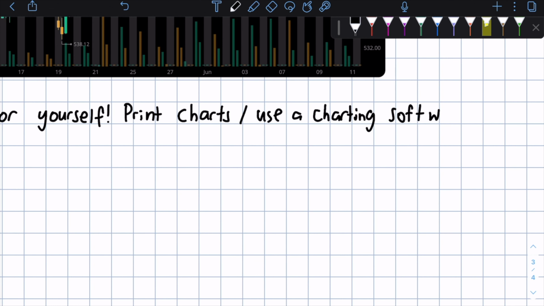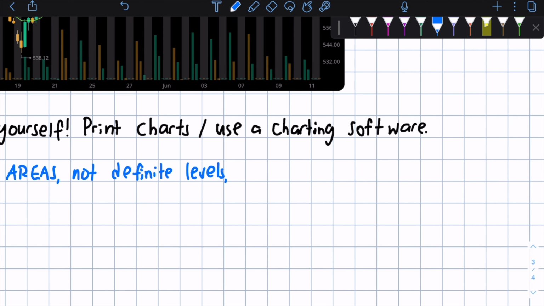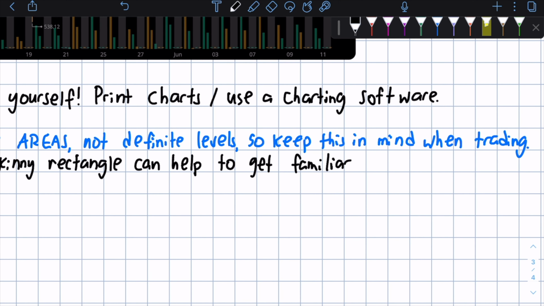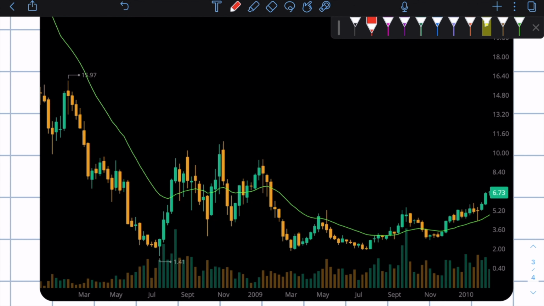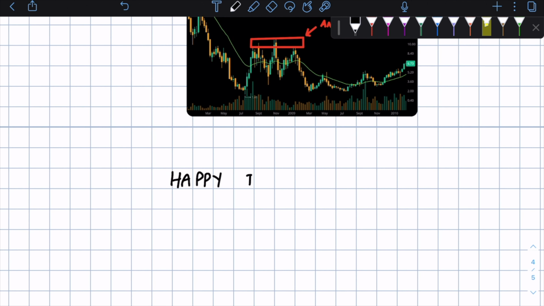Try printing off some charts or using some charting software to get familiar with doing this. And remember, support and resistance are general areas, not definite price levels. Using a skinny rectangle to represent the levels is also a good idea to relay this idea. So I'll show you an example of that and what I mean. Using this same photo, we can map out this resistance level by drawing a little rectangle. That gives us a better idea of where that resistance is.